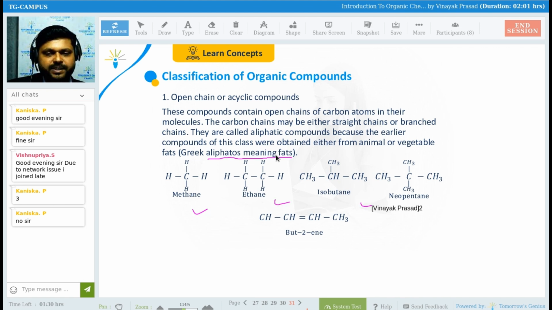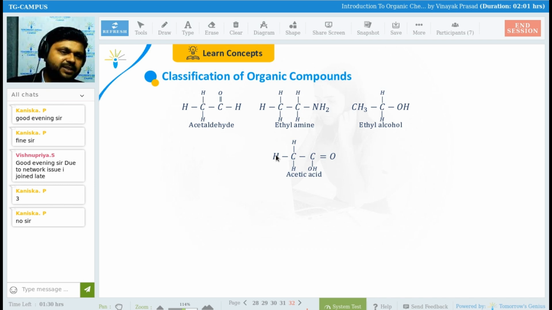You can see these are the aliphatic compounds. The open chains are there, so either a double bond, triple bond or single bond will be there. This will be called aliphatic, open chain or acyclic compound. Then there will be a closed chain or ring compound, or you can say a cyclic compound, as we have seen. Benzene is the best example of this. Benzene you can see here.